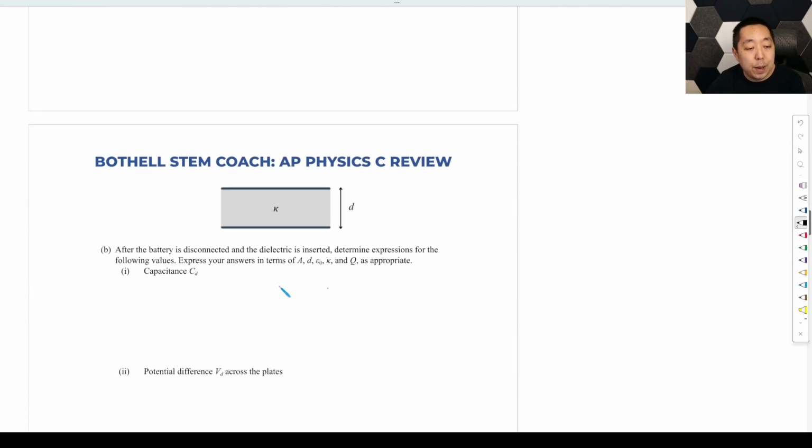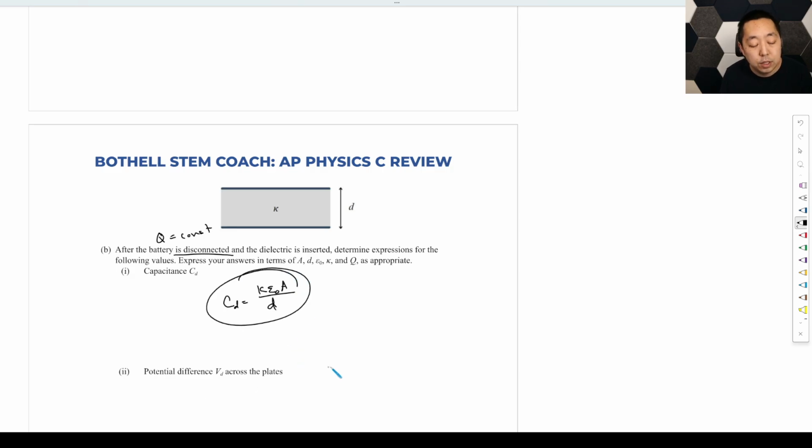Okay, so after the battery's disconnected, disconnected means the charge is constant at this point, right? A dielectric is inserted, determine expressions for the following values. So the new capacitance is kappa epsilon naught A over D, okay? So that's our new capacitance.